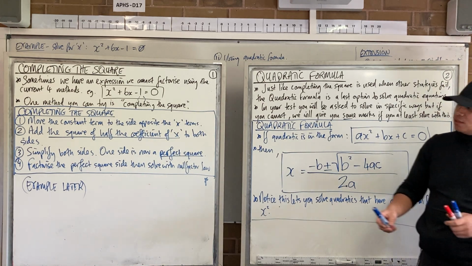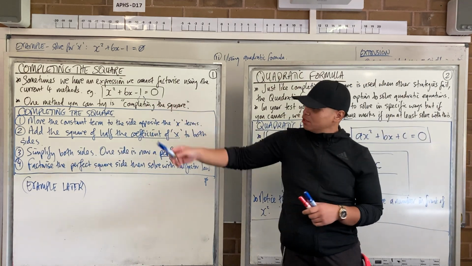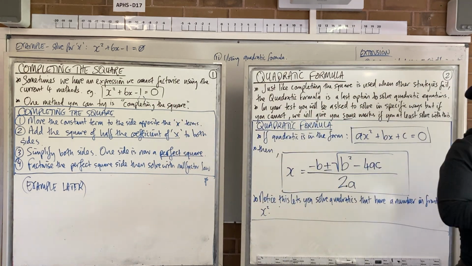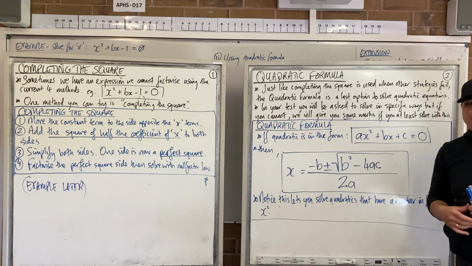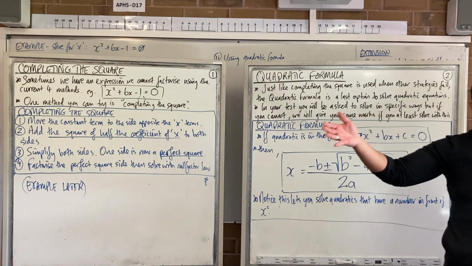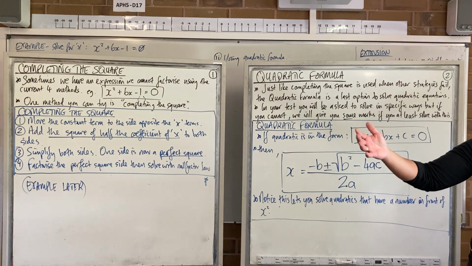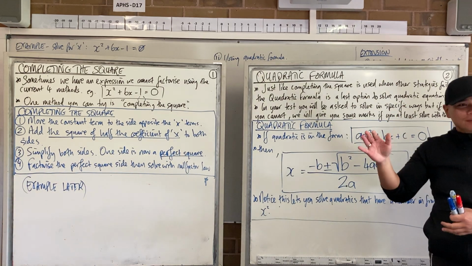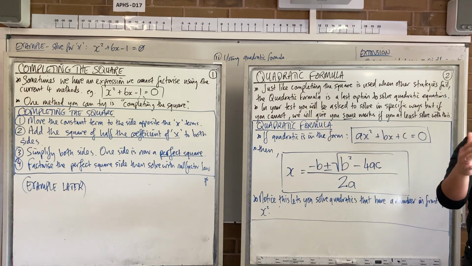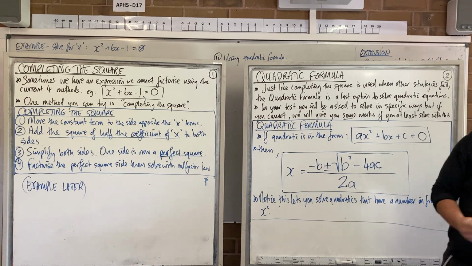So hopefully going through that little spiel with that x squared plus 6x take 1 equals 0 shows you that, yeah, we taught you a bunch of stuff that works a lot of the time. But what happens if it doesn't work, okay? Because we're in year 10 now, we can go to that step and go, okay, what's the next option? That's what completing the square is.